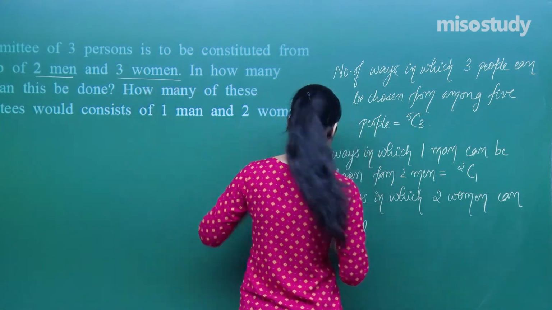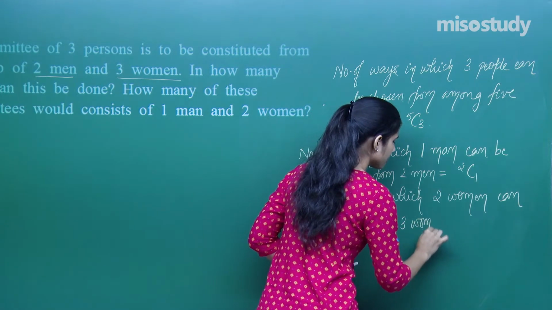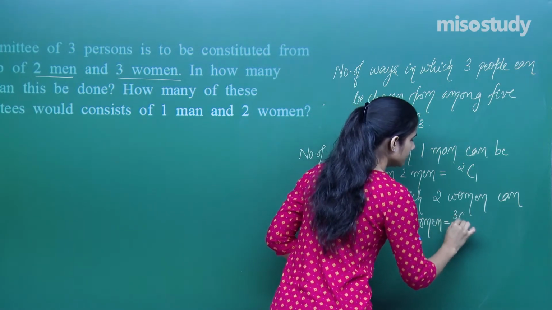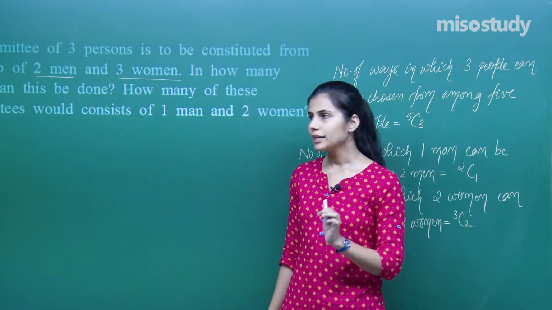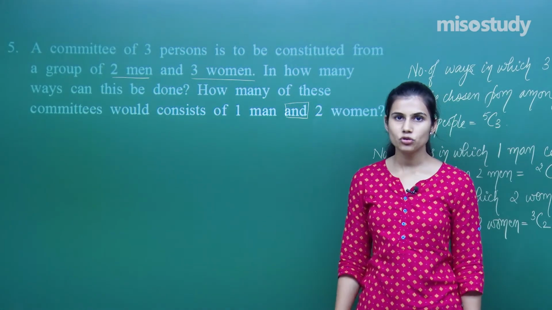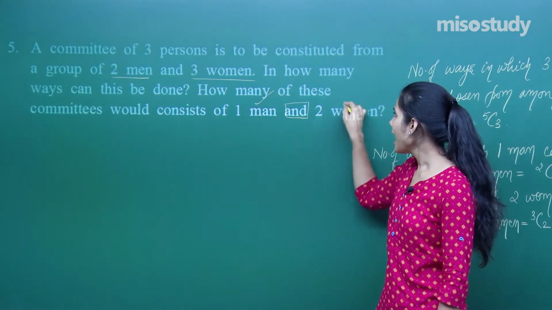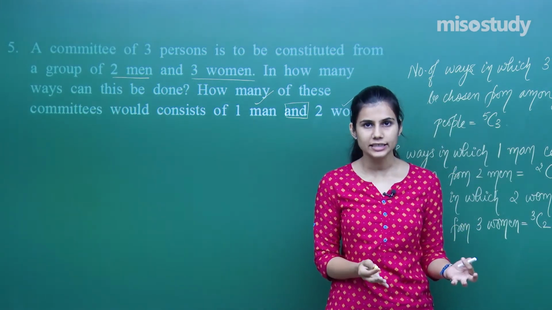2 women can be chosen from the available 3 women. This can be done in 3C2 ways. You want to find out the number of ways in which 1 man and 2 women can be chosen. That means job 1 and job 2 are performed simultaneously, or basically one after the other consecutively.